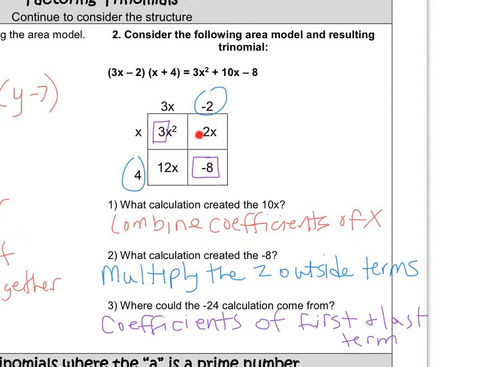But now, as you're looking for your two numbers, you're multiplying both of these together. So you're looking for two numbers that add up to the middle and multiply to the product of these. So it's a little bit more thinking involved. Let's go down and practice this together on number 3.